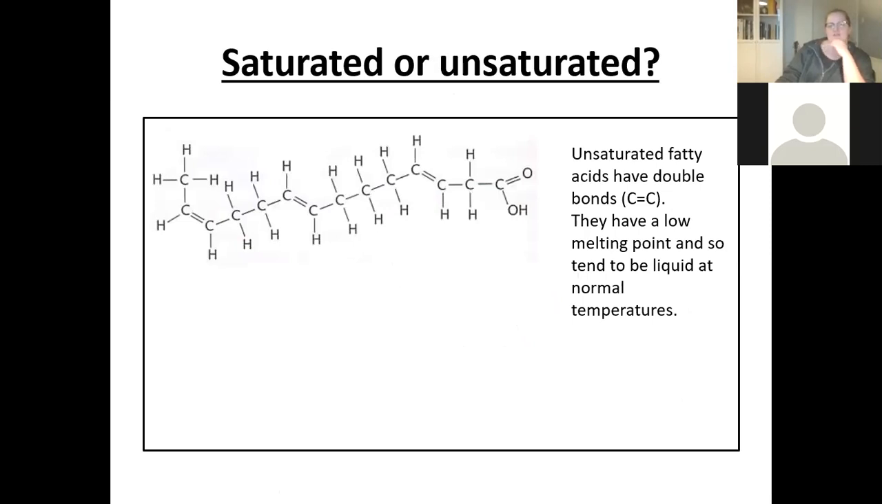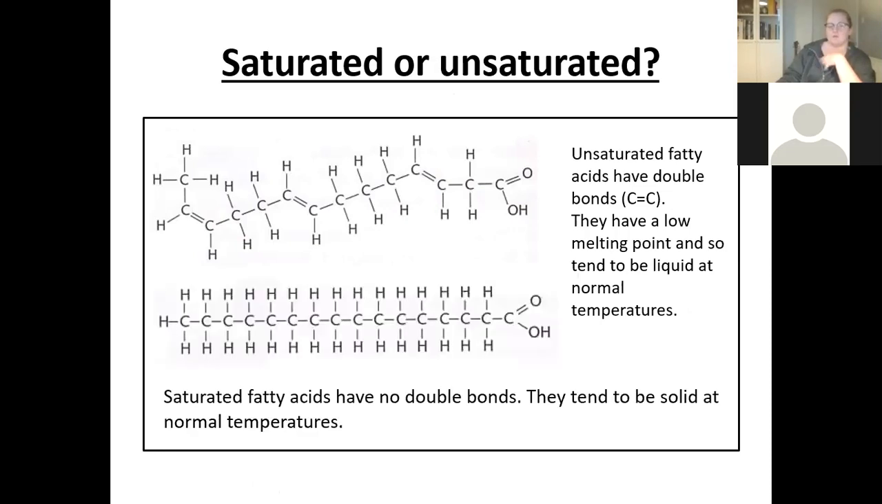Unsaturated fatty acids have double bonds, so they have carbon-carbon double bonds. They have a really low melting point, and so they tend to be liquid at normal temperatures. Saturated fats have no double bonds, and they tend to be solid at normal temperatures, and that's the main difference between them. We call them saturated because they are saturated with an extra hydrogen. So where the carbon-carbon double bond is, these have been saturated with an extra hydrogen. So we're saying they're saturated, they have an extra hydrogen that takes its place.